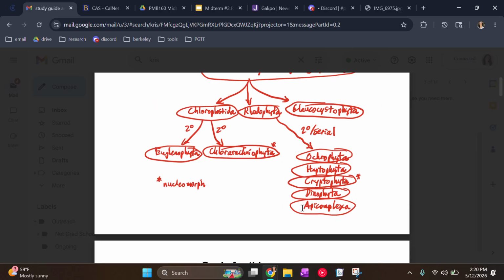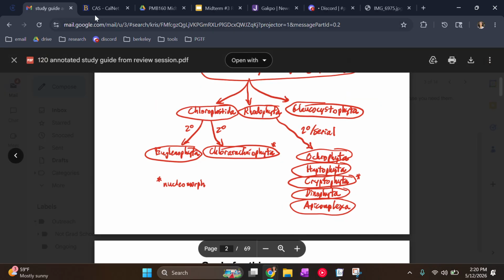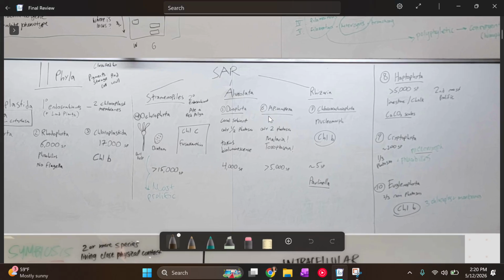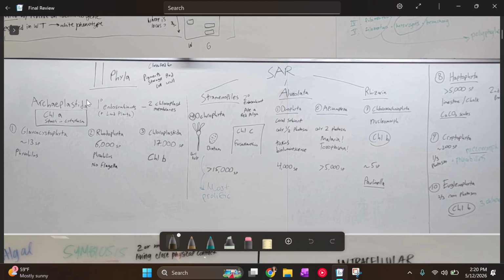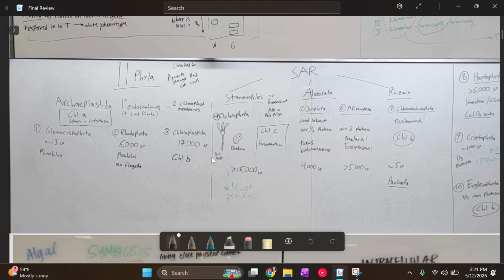I don't remember. Moving on. Hopefully that's satisfactory. Let's look at some more things. The only thing we have about chlorarachniophyta is nucleomorph. I definitely don't think we need to know how many species there are, although it is interesting that there's only two photosynthetic ones in apicomplexa.